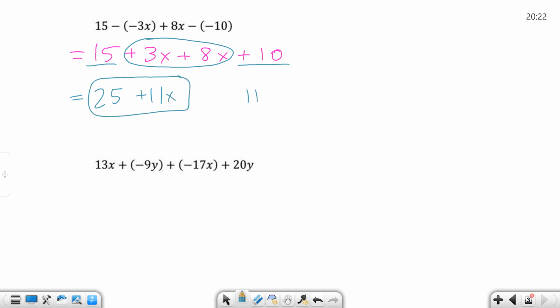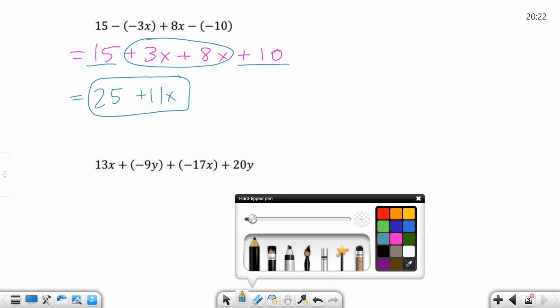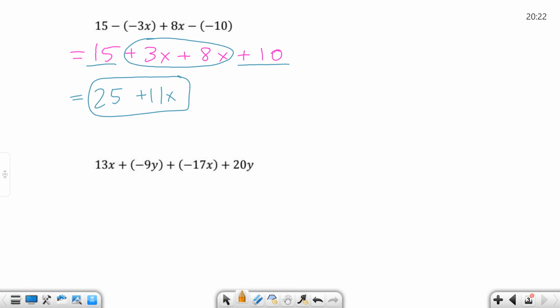So if it's descending order, it's 11x plus 25, right? That's the descending order version of that. But 25 plus 11x for this one works here because we weren't told that. But again, if your teacher, professor, instructor says you always do descending order, then you do what they say because they're your teacher, okay? Here I didn't tell you, so I'm not making you do it, but typically it is accepted to do that.